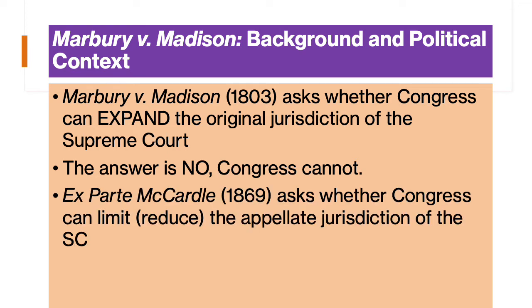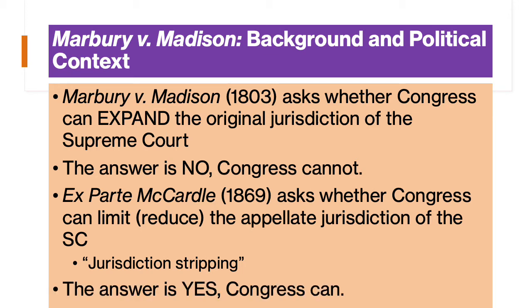On the flip side of that, as I mentioned in the previous slide, the case Ex parte McCardle asks whether Congress can limit or reduce the appellate jurisdiction of the Supreme Court. Not the original, but the appellate jurisdiction. That's what's known as jurisdiction stripping. And the answer to that question is yes. Congress can limit or reduce the types of cases that the Supreme Court can hear on appeal. As I said, there's not going to be a lecture dedicated to Ex parte McCardle, but I will be writing about that in the course overview for the week.